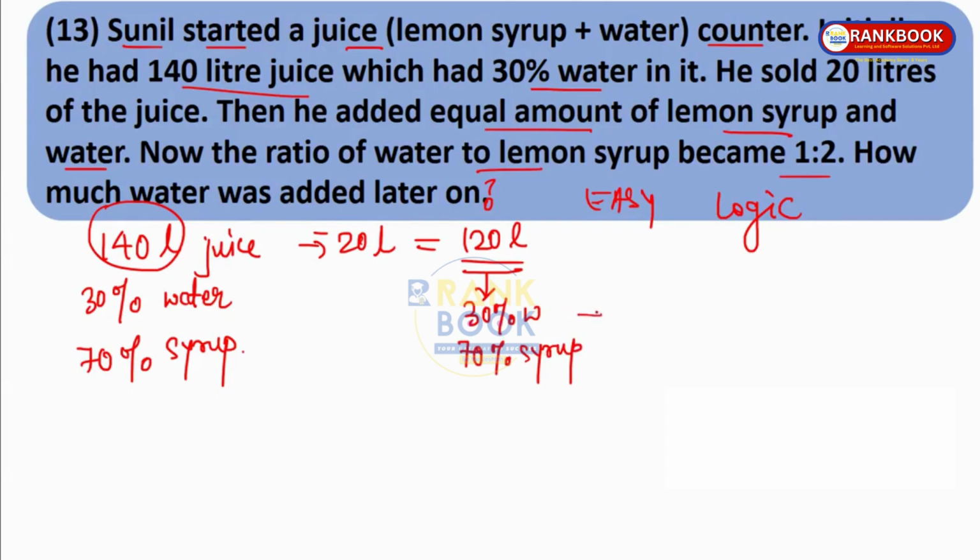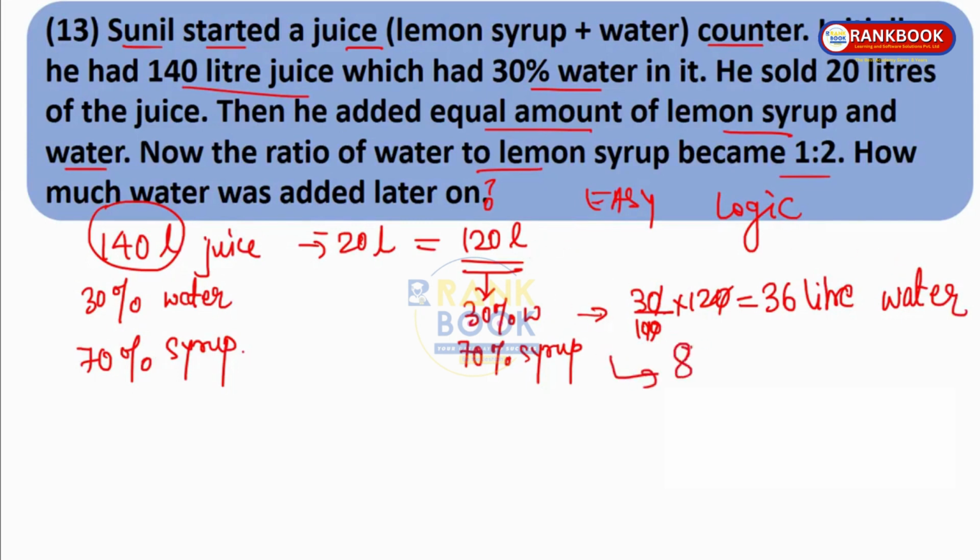So how much actual water is there? 30% of 120. What would it be? You will get 36 liters of water, right? If 36 liters of water is there, how much is the syrup? You can find it by 70% of 120, or we can simply do 120 minus 36. 84 liters of syrup is there. So this 120 liters which Sunil has contains 36 liters of water and 84 liters of syrup. Now he adds equal amounts of lemon syrup and water. So if he adds 10 liters of water, he has to add 10 liters of syrup. If he adds say 5 liters of syrup, he will have to add 5 liters of water.